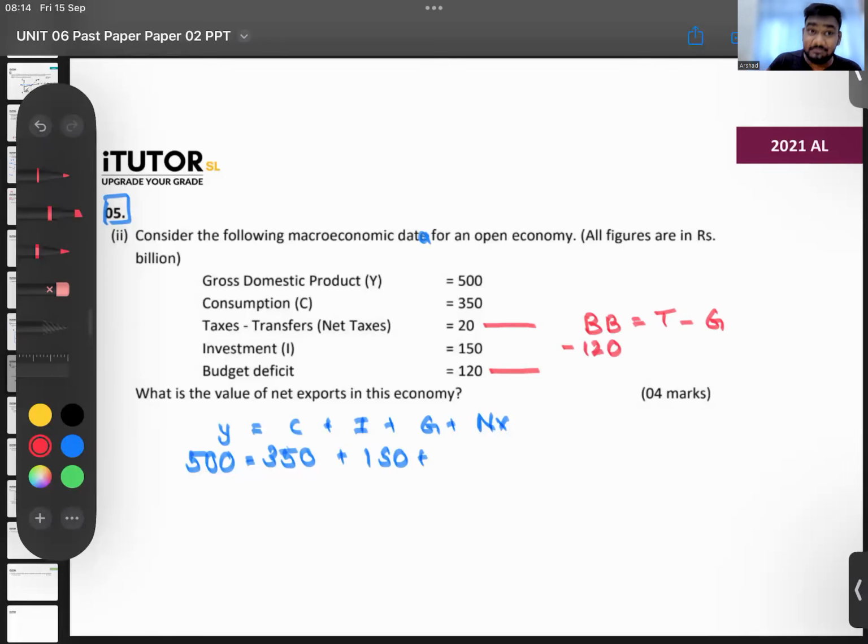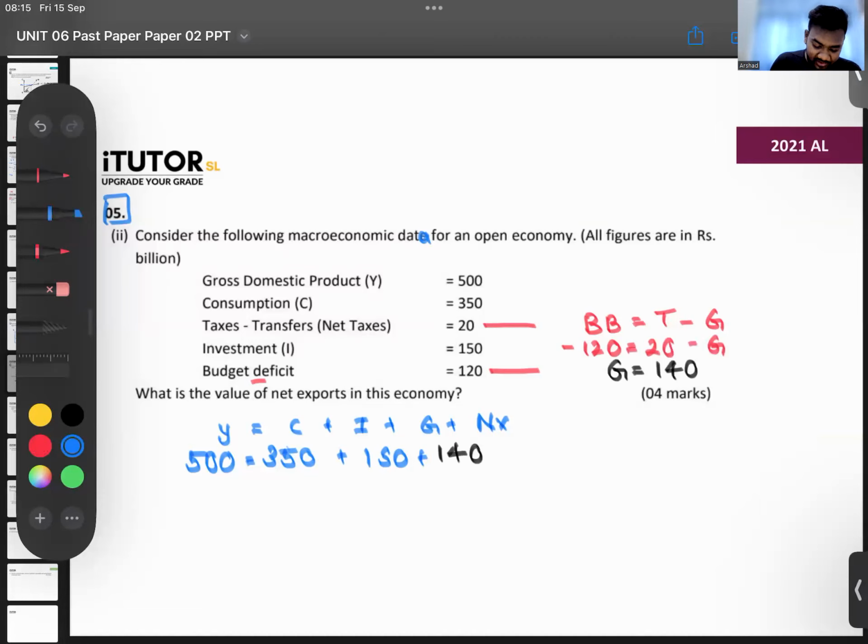So I'm saying budget balance is minus 120. The question is not saying minus because it is saying deficit. Taxes they have given as net taxes 20. So can you move around and tell me how much is my government spending? Quickly, how much is G? 140. So that 140 you can plug in over here.